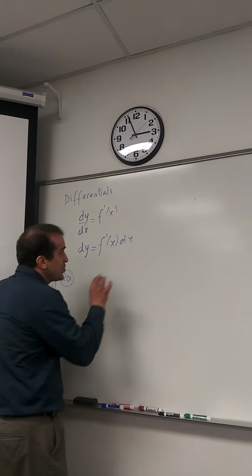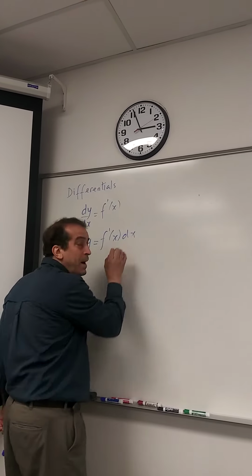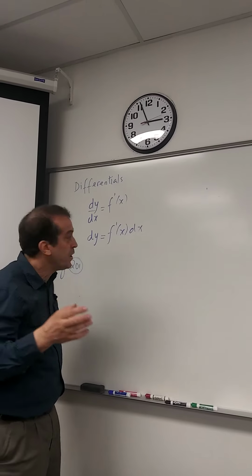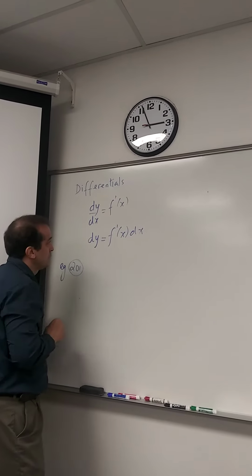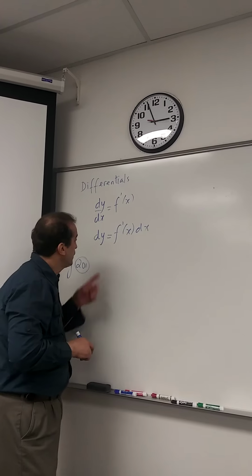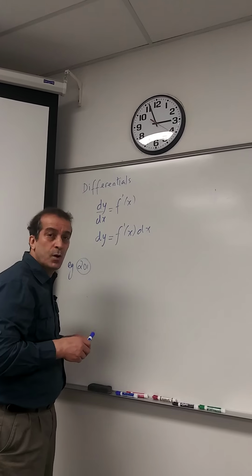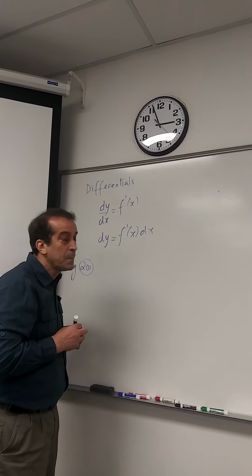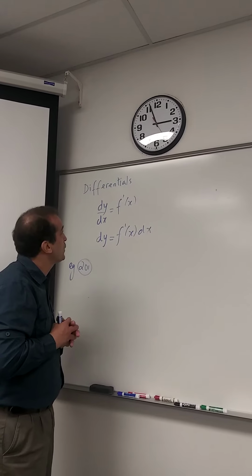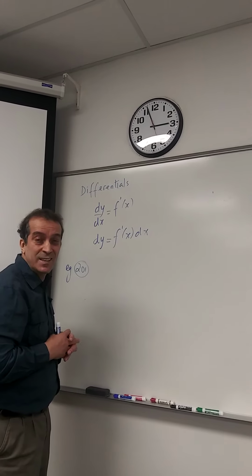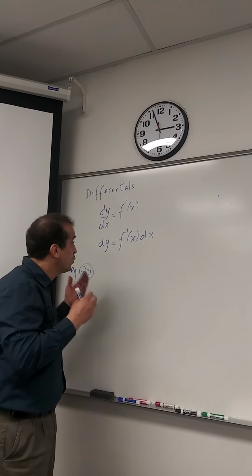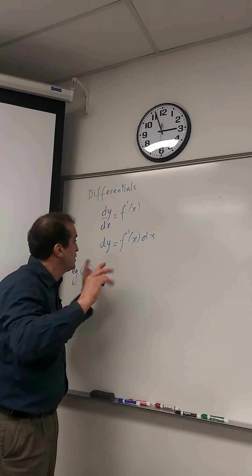So when x changes by this amount, by how much is y going to change? By this amount. Okay, dy. And dy is called a differential. I'll give you a real life example in a little bit. But first, how do you find differentials? This is one of the easiest concepts, if you know how to do derivatives.